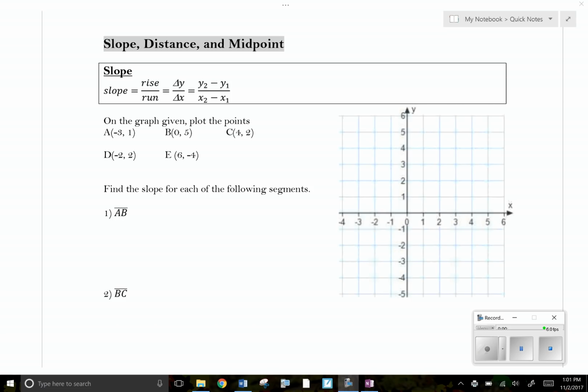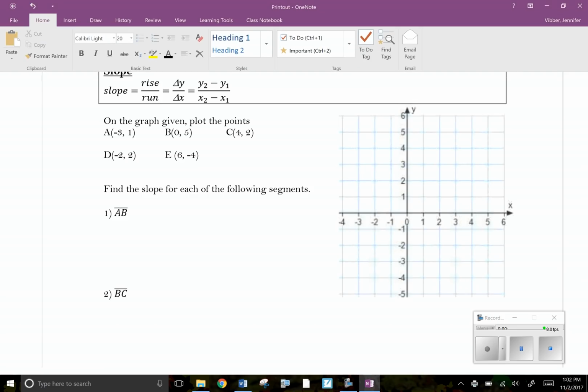Okay, quick crash course on slope, distance, and midpoint formulas on a graph. Some of those you may have used before, some of them you may have forgotten. So let's get to it and you will be done.